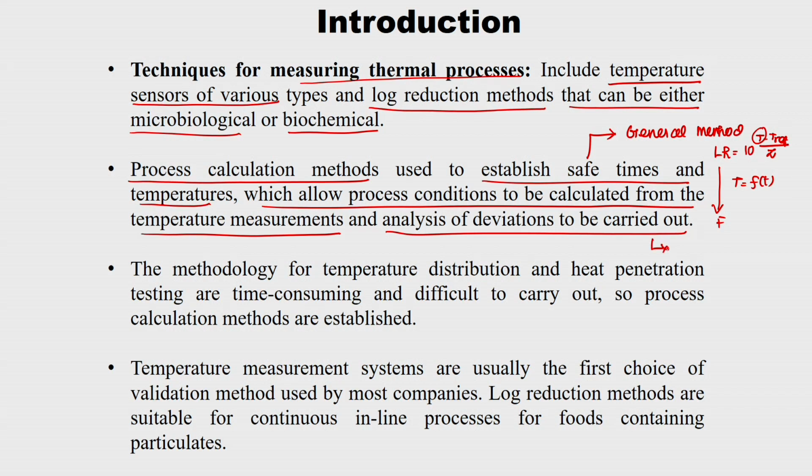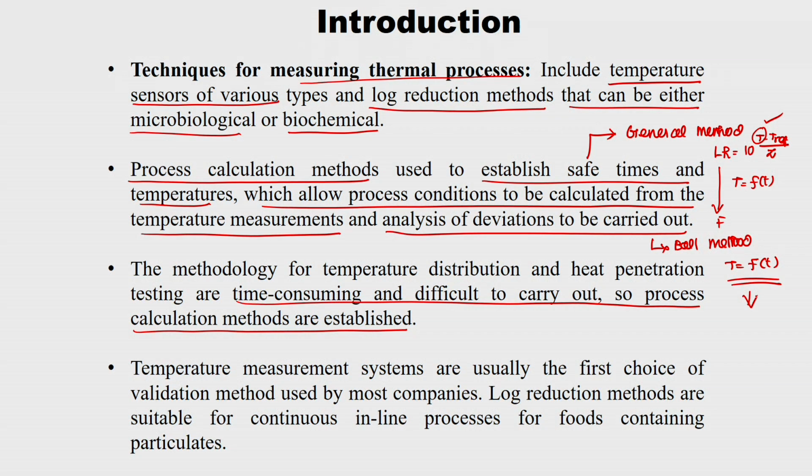The second one is the Ball method. The Ball method doesn't require any sensor, it is a purely formula method. There you solve the heat conduction or heat convection, or basically the energy balance equation. From that you calculate the temperature as a function of time. Then it is substituted here to calculate the lethality rate, and the final process value F naught is calculated. And the third one: the methodologies for temperature distribution and heat penetration testing are time consuming and difficult to carry out, so calculation methods are established. Instead of experimentally measuring the time temperature combination, this saves my time.